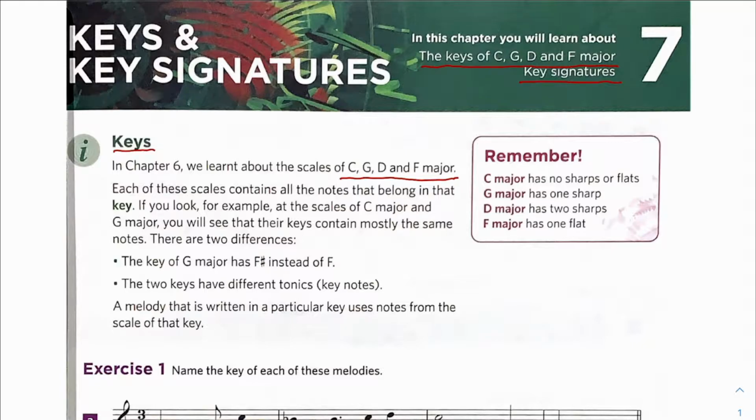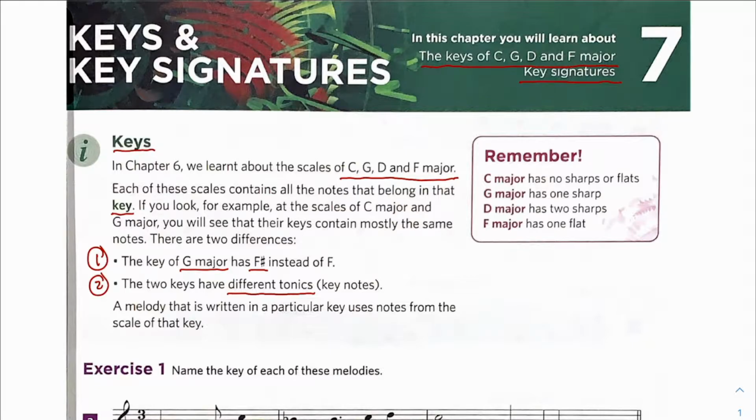Each of these scales contains all the notes that belong in that key. If you look, for example, at the scales of C major and G major, you will see that their keys contain mostly the same notes. There are two differences. Number one, the key of G major has F sharp instead of F. Number two, the two keys have different tonics. Tonic is the key note.